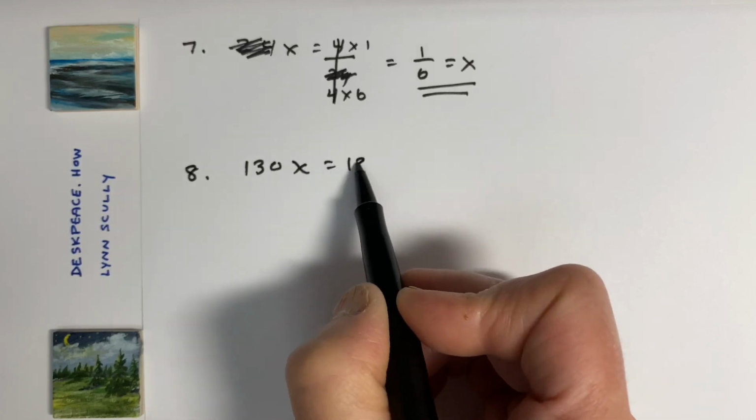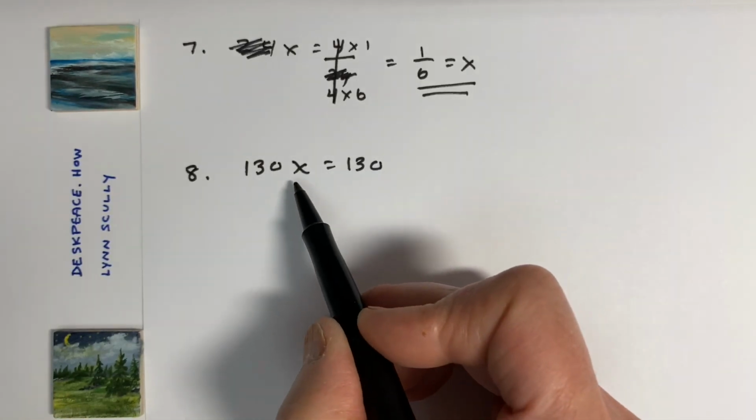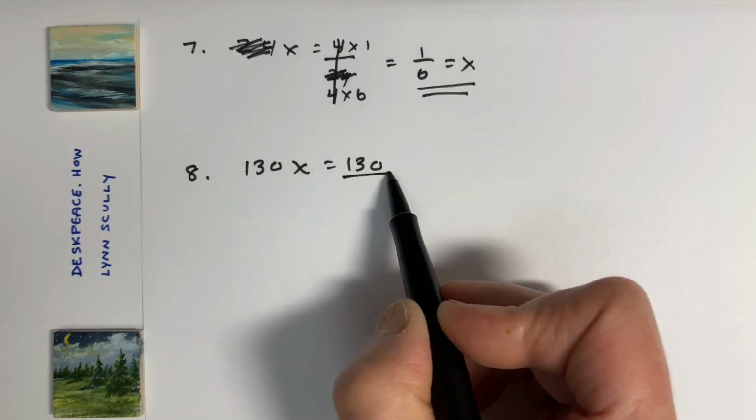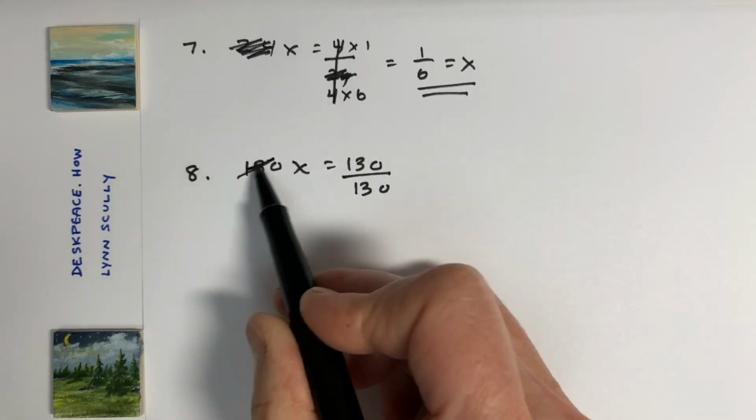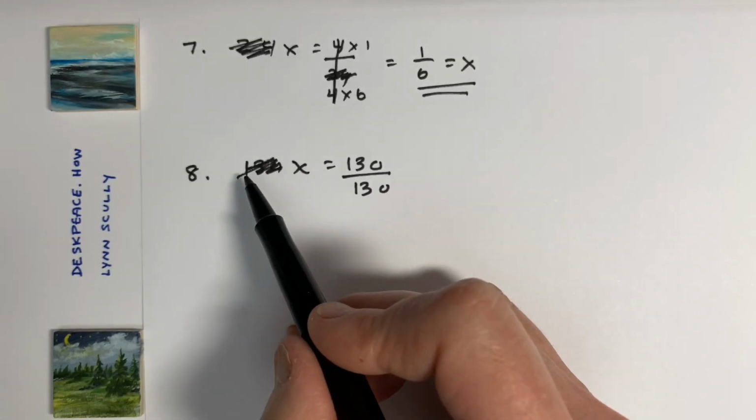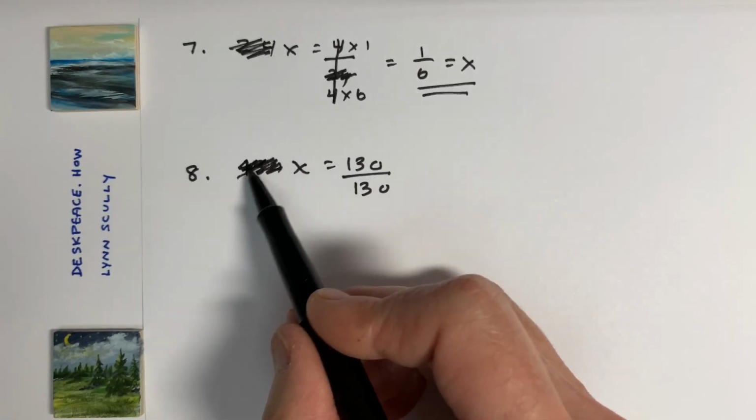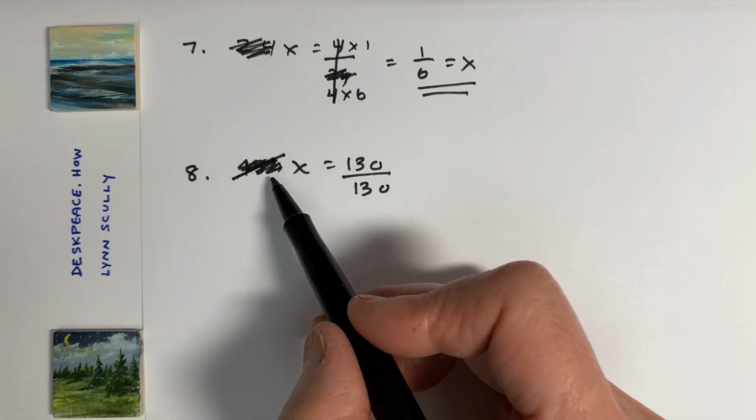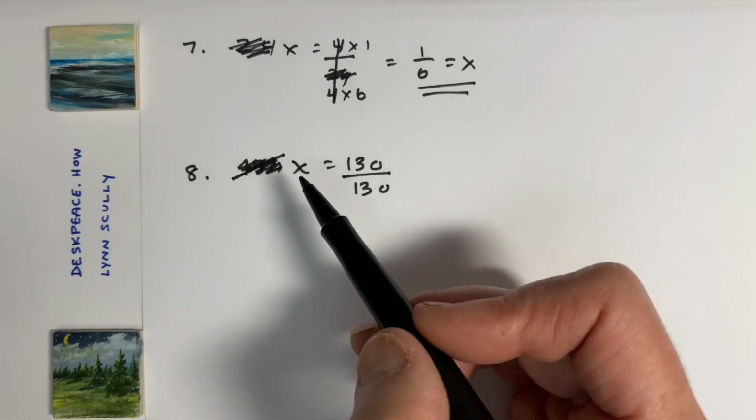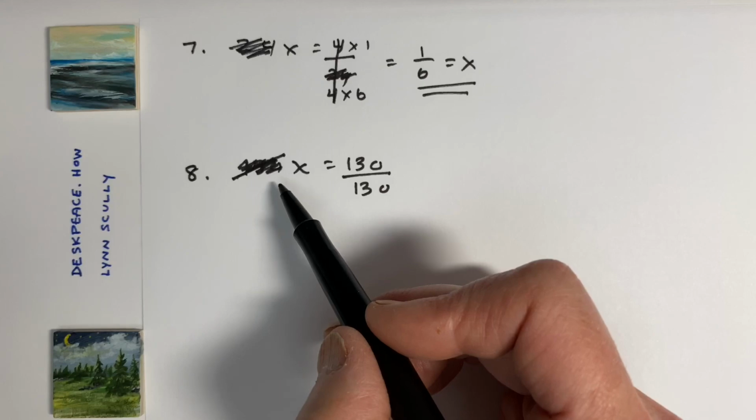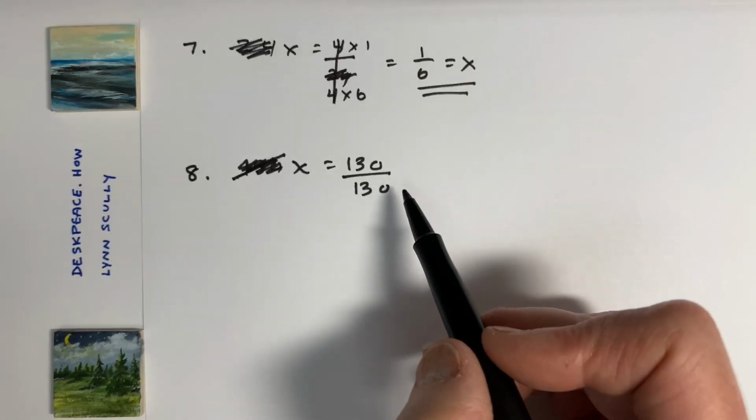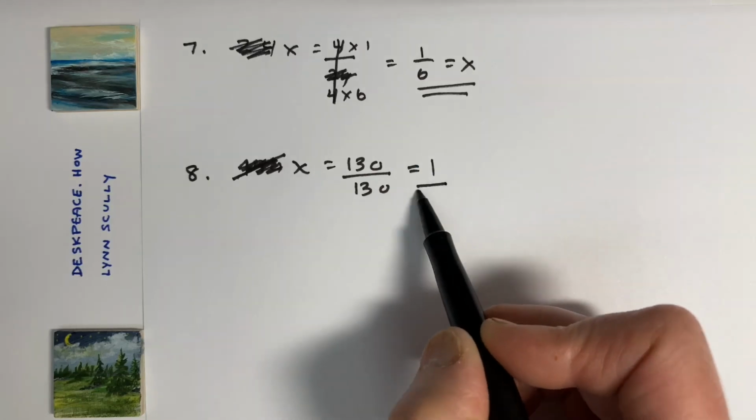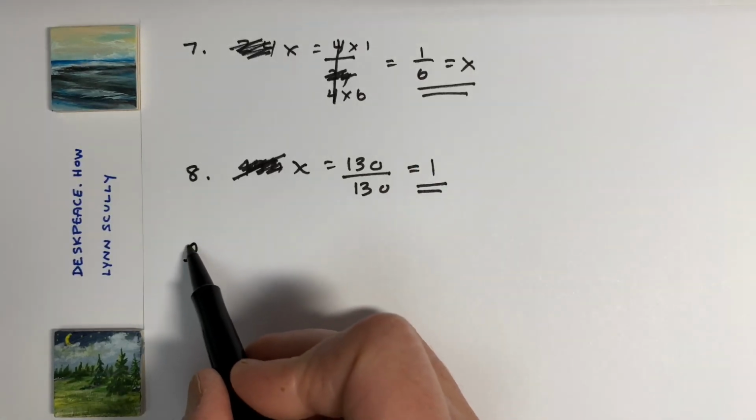Number 8. 130x equals 130. 130 is attached to my unknown x by multiplication. Move it by division to the other side of the equal sign. Now you're going to notice every time I cross out, I really get rid of it. I don't just lightly cross out my value that I moved because I still see it, and sometimes I get confused. So when I cross out, I really cross out. 130 over 130 is 1. X equals 1.